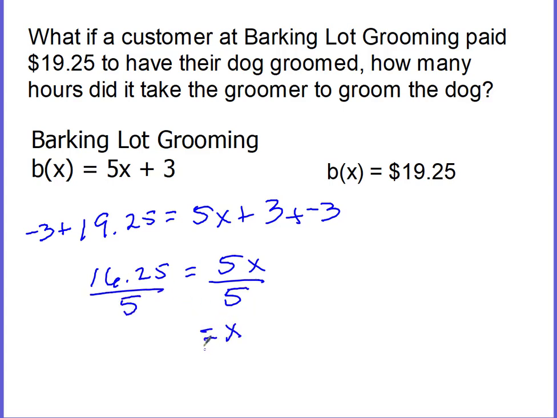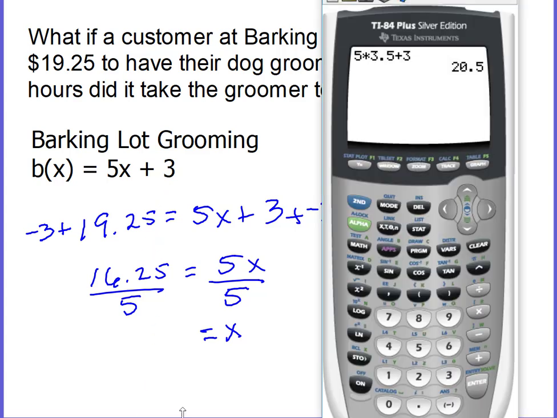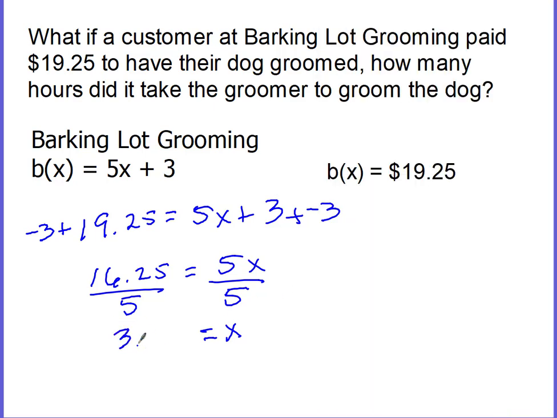So x is equal to, this is one I'd like to pull my calculator back out for. So we get 16.25 divided by 5. We find out that our value is 3.25. So we look back up at the question to find out what our label is, and it says how many hours did it take the groomer to groom the dog? So this 3.25 is hours. So we can evaluate functions exactly the way we evaluated expressions.